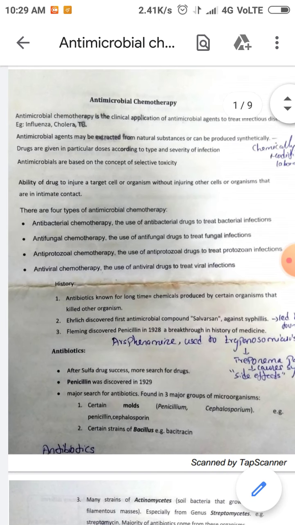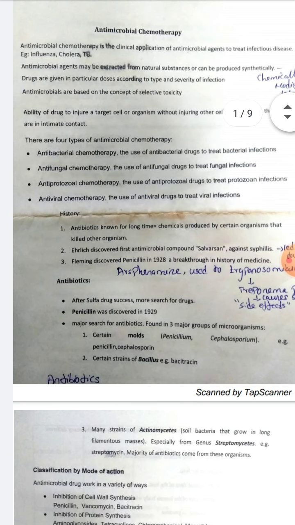The definition is that it is the clinical application of antimicrobial agents to treat infectious diseases like influenza, cholera, and tuberculosis. It is extracted from natural substances or can be produced synthetically, and it is given in particular doses according to the infection. It is based on the concept of selective toxicity, that is, the ability of the drug to injure a target cell or organism without injuring other cells or organisms that are in intimate contact. There are four types of antimicrobial chemotherapy: antibacterial, antifungal, antiprotozoal, and antiviral.